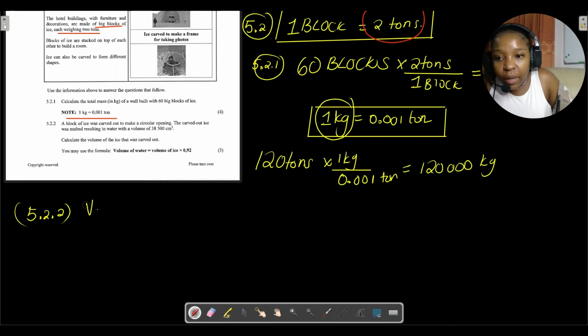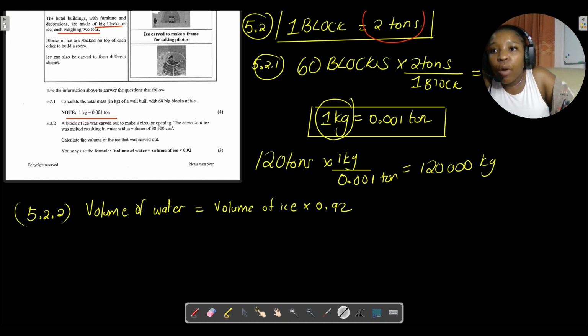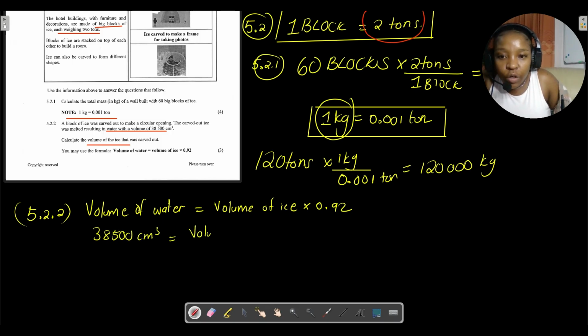We are given that we use this formula: volume of water is equal to volume of ice multiplied by 0.92. You want to calculate the volume of the ice that was carved out. What are we given? We're given the volume of the water. So just substitute: 38,500 centimeters cubed is equal to volume of ice multiplied by 0.92.